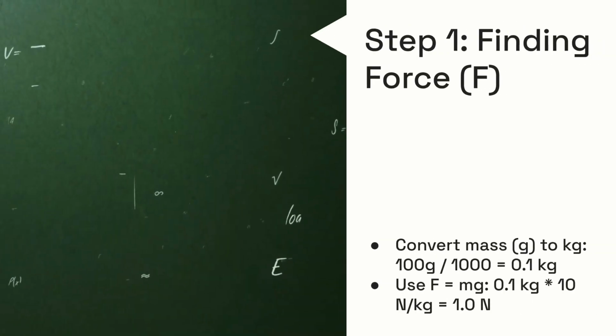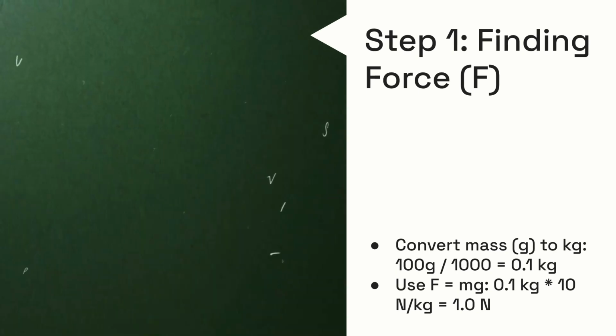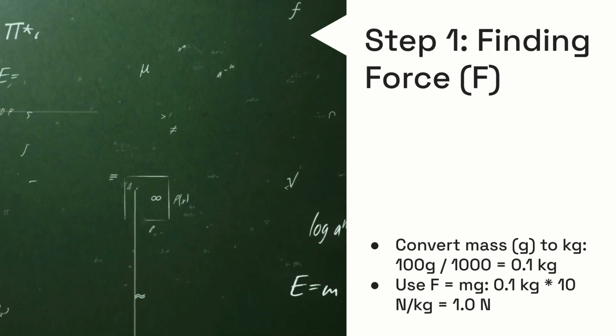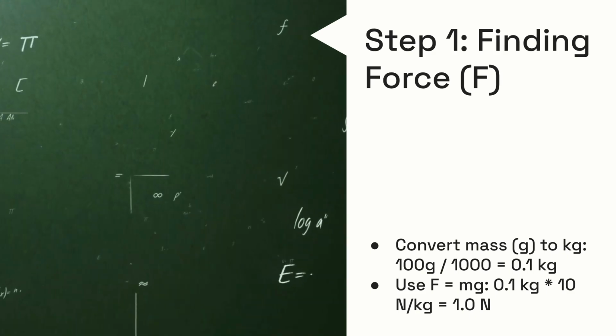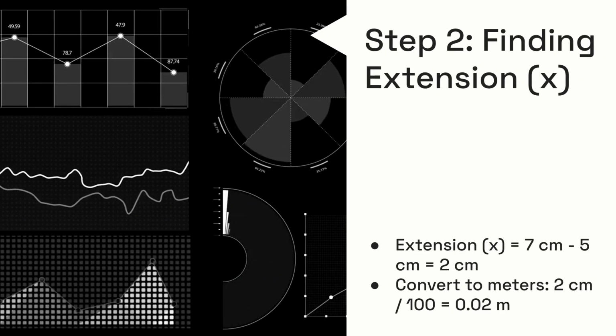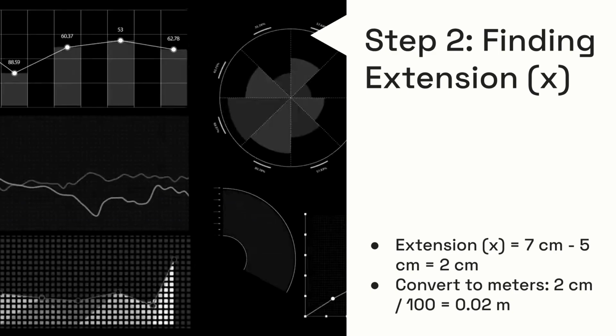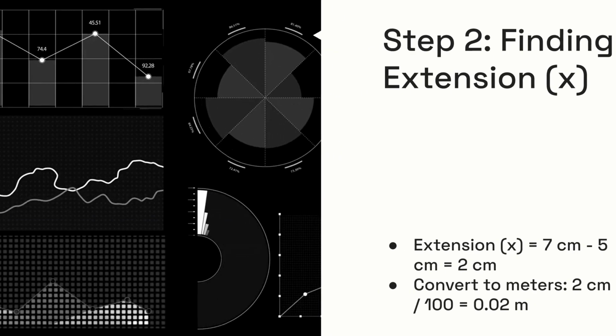First, find the force. The exam gave us mass in grams, so we must convert to kilograms. Then use the formula F equals mg, where g is 10 newtons per kilogram. Our force is 1.0 newton. Next, find the extension. The change in length is 2 centimeters. But the question asks for newtons per meter, so we must convert 2 centimeters to 0.02 meters.